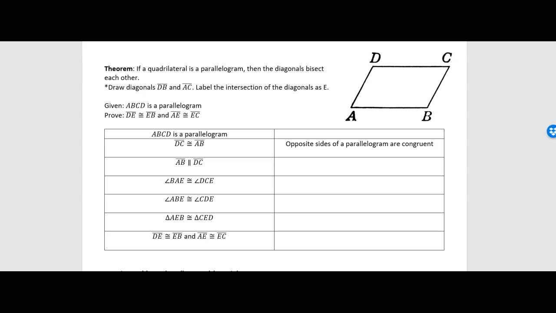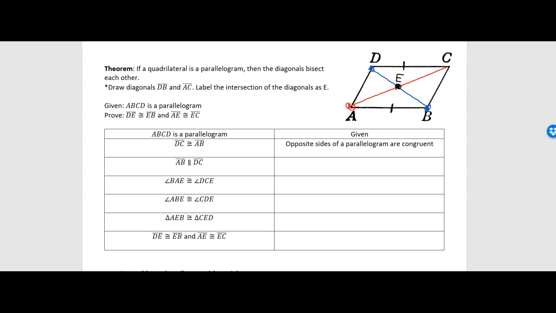All right, so I'm going to draw in my diagonals first. I have AC, and I have DB. I'm going to label that intersection point as E. So first statement is our given. Our next statement says that segment DC is congruent to segment AB. So let me put some tick marks there. DC is congruent to AB.